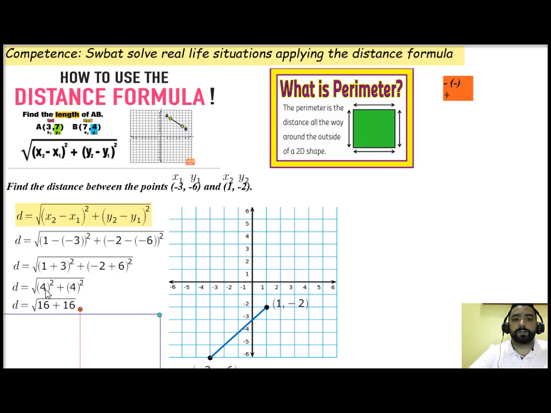Then we're going to have 4 squared, 4 times 4 is 16, and 4 squared again is 16. Finally, we add 16 plus 16, and we have 32. Then you calculate the square root of 32, and we're going to have an approximation of 5.66. And this is going to be the distance from this point to this point in the coordinate plane.